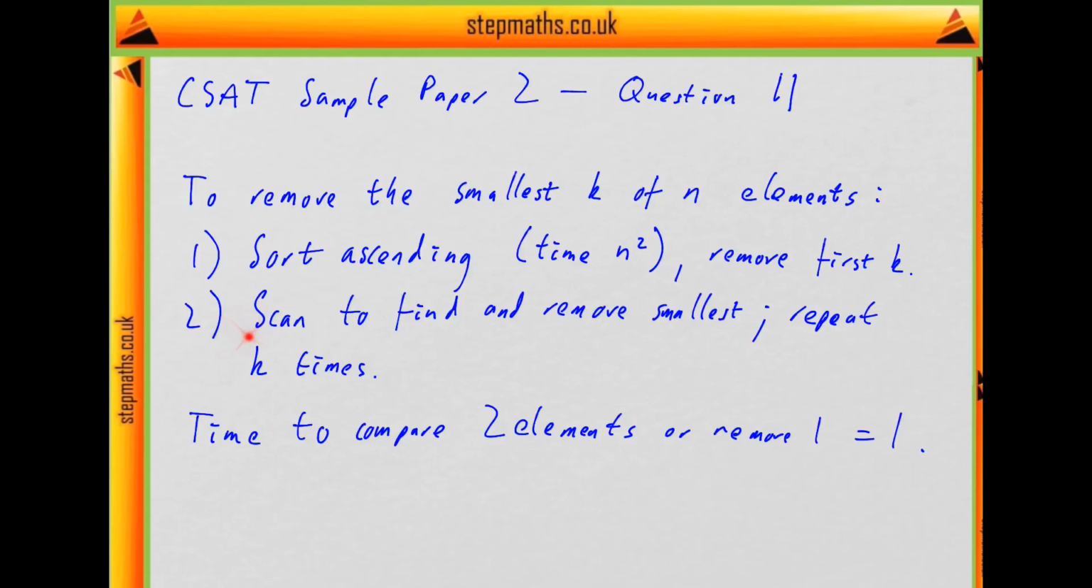And then the second method is to scan the list. We'll have to figure out what that means, to find and remove the smallest element one at a time until we've done this k times. And we're told that the time to compare two elements is 1 unit, and the time to remove one element is 1 unit. So let's say 1 second. And what we're asked to do is to prove that the second strategy is the faster one. So if you want to have a go at this question yourself, pause the video now.